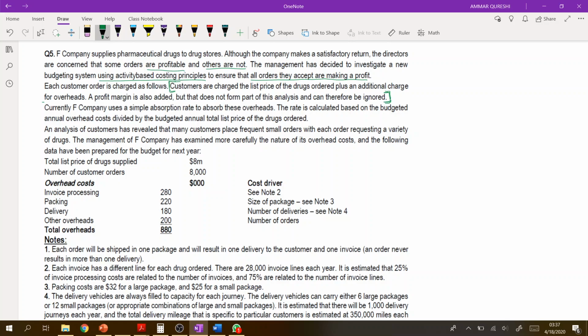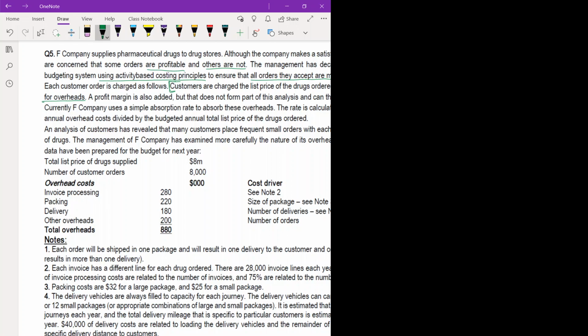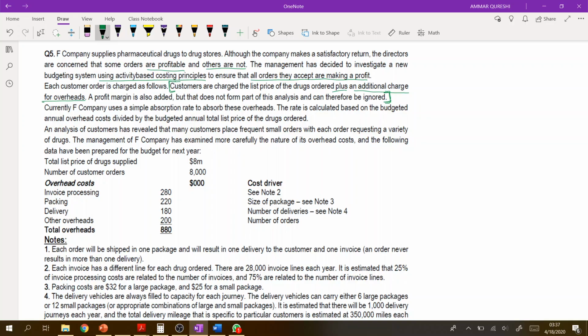Customers are charged the list price of the drugs ordered, right? So whatever drugs, whatever medicine you are ordering, first of all, you have to pay for that. Plus, an additional charge for the overheads. For example, if there are some operating costs involved for any specific order, then definitely the customer has to bear that cost as well, right? Then it says a profit margin is also added, but that does not form part of this analysis and can therefore be ignored.